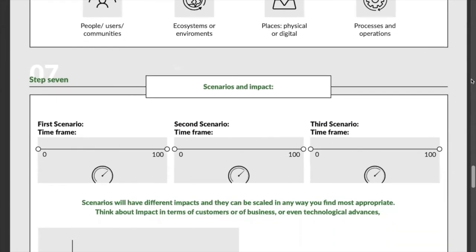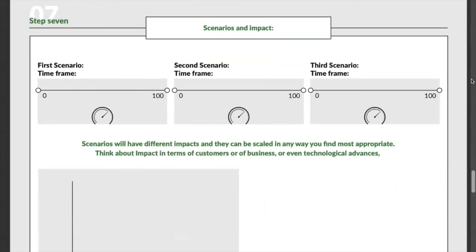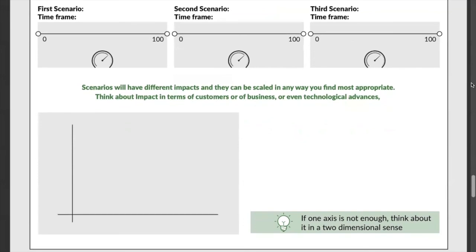After that comes step 7, which is scenarios and impact. Scenarios will have different impacts that they can be scaled in any way you find most appropriate. Think about the impact in terms of customers or of business or even technology advances. What you'll be doing here is identifying which of the 3 are most impactful to keep in mind. What you want to do is rate them, and rate them in similar categories so that you can compare them. If you feel that one axis is not enough, think about it in a two-dimensional sense.